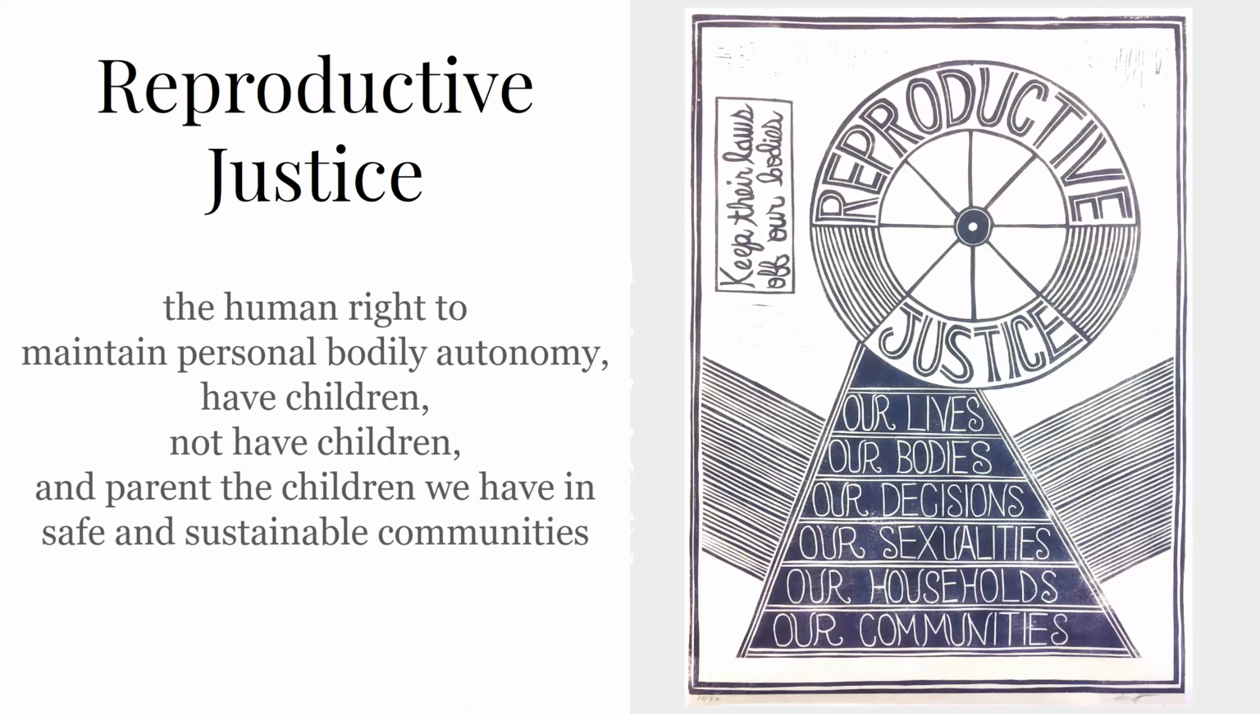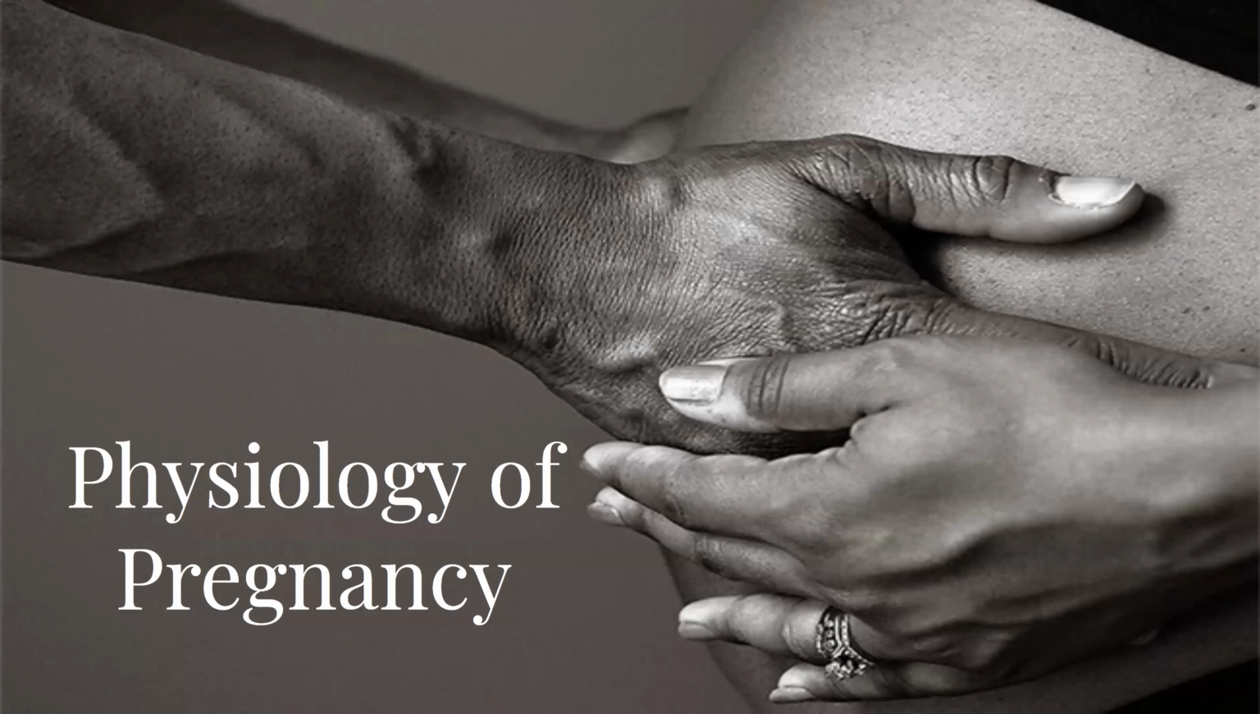Reproductive justice. So I'll introduce this concept right now. The definition is the human right to maintain personal bodily autonomy, to have children, to not have children, and to parent the children we have in safe and sustainable communities. So to actually have reproductive justice, this requires quite a bit. And we'll jump into the physiology of pregnancy.